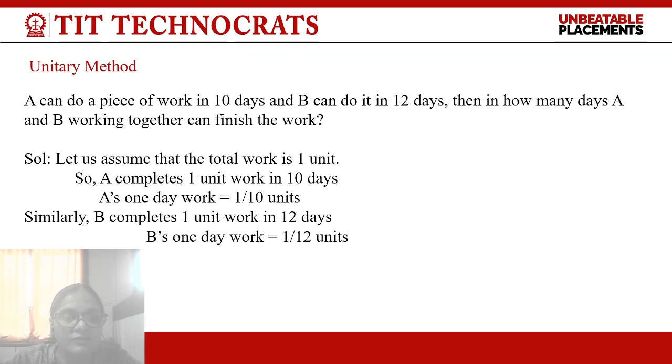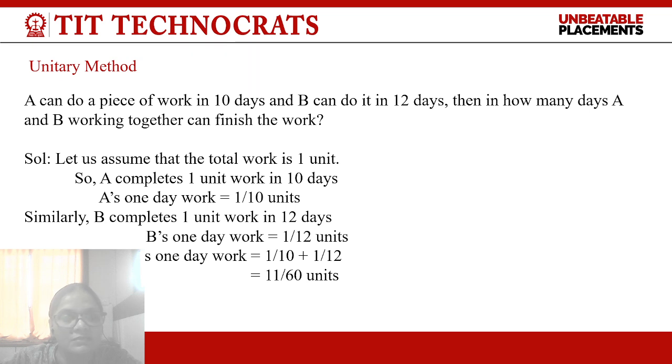First of all, we'll calculate how much work they will complete in 1 day when they work together. So I'll add both 1 day works, A's 1 day work plus B's 1 day work, and I will get A and B's 1 day work. A completes 1 by 10 and B completes 1 by 12 in a single day. So together they complete 1 by 10 plus 1 by 12 units of work. We'll take the LCM and calculate it, and we'll get 11 by 60 units. This is 1 day work of A and B.